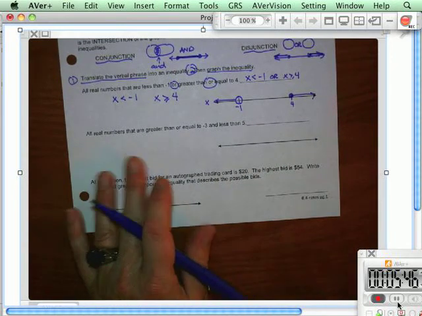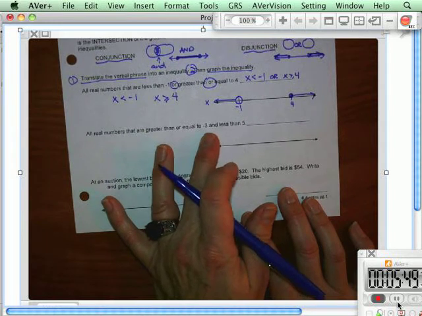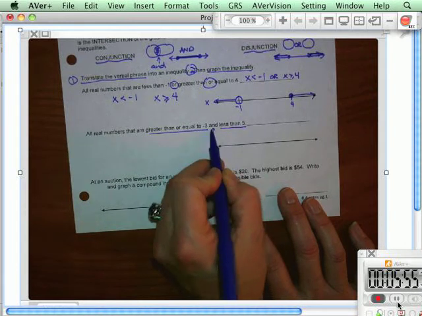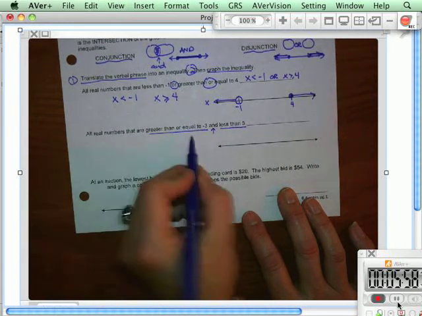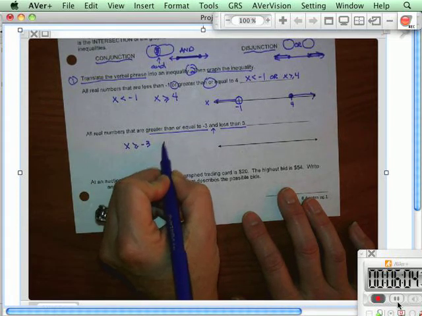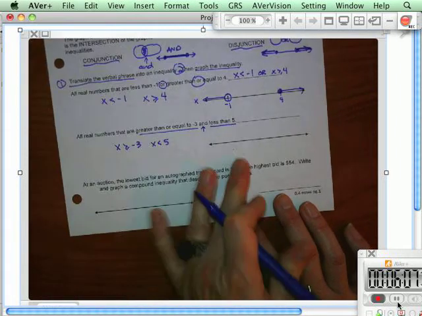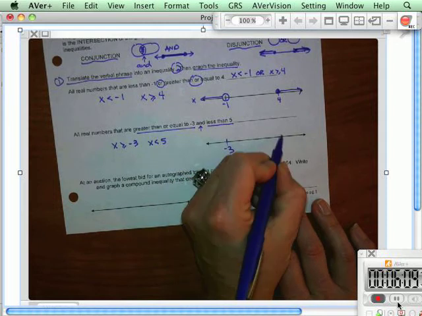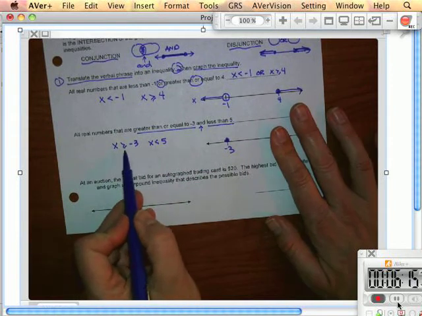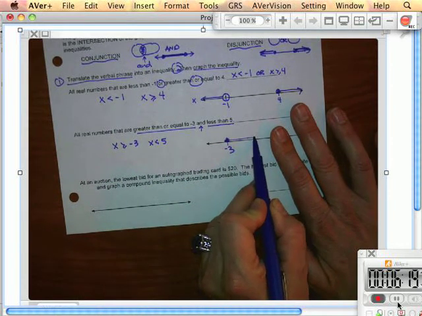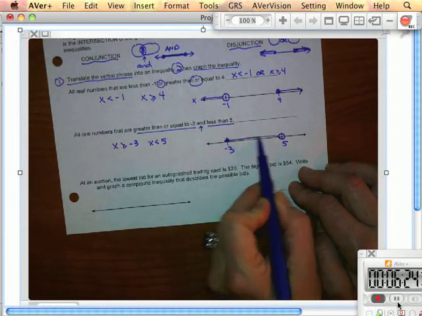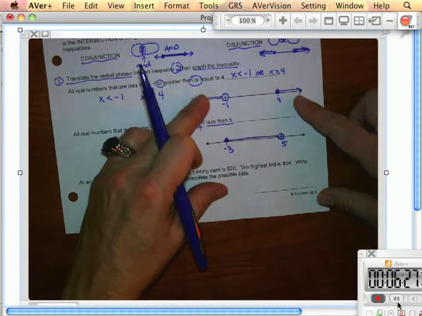All real numbers that are greater than or equal to -3, so there's one of them, and, oh, there's an "and" right there, less than 5. Okay? So let's just write what we know. We know x is greater than or equal to -3, and we know that x is less than 5. If I were to graph this, I'm going to have -3 and 5, solid dot here, open circle here. Now this one here, it says x is greater than -3, so it's going to go in this direction. However, x also has to be less than 5, so it's just going to be this piece in between here. See the difference between the two. This is an OR, this is an AND.